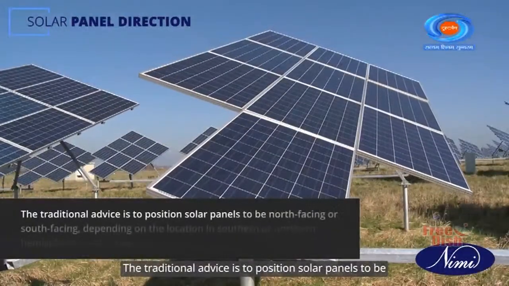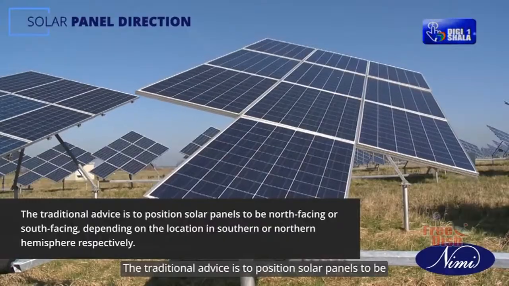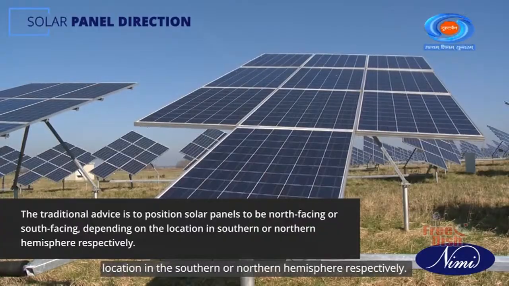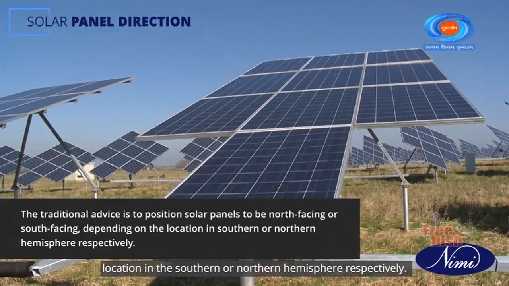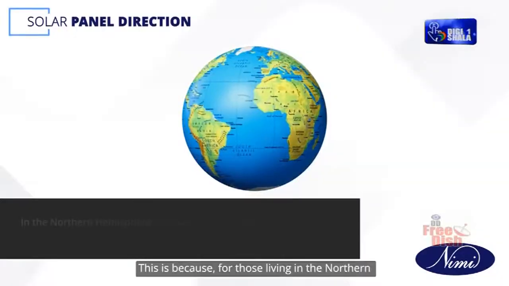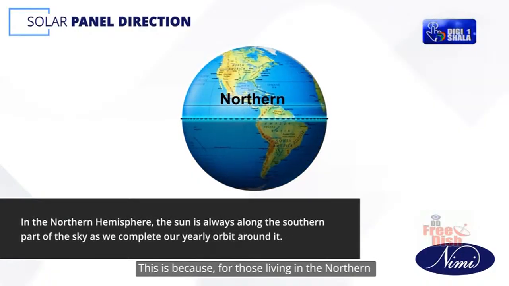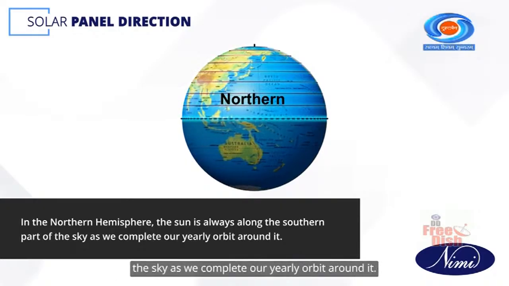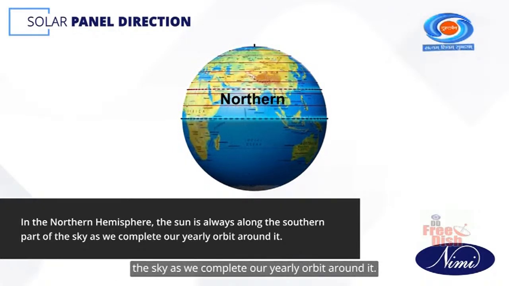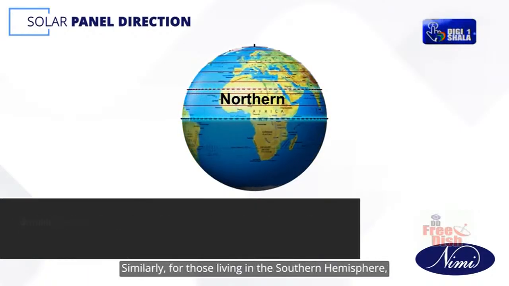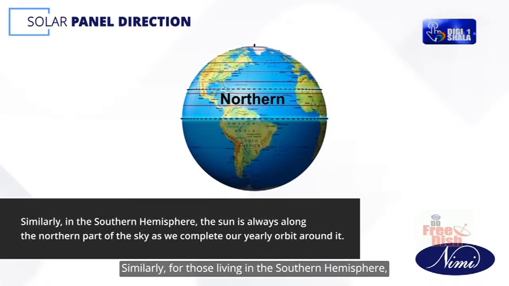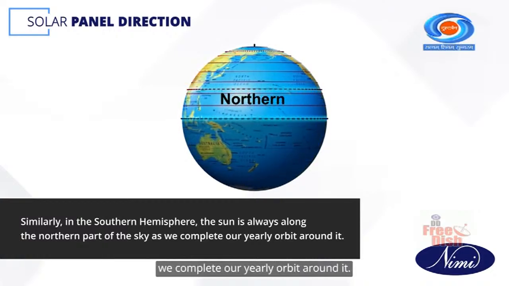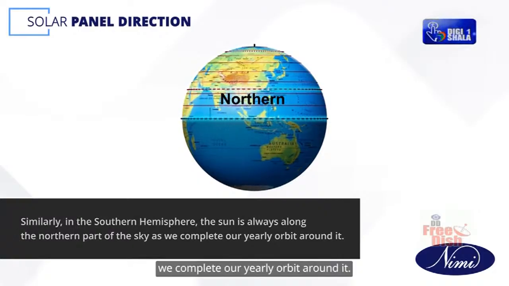The traditional advice is to position solar panels to be north facing or south facing, depending on the location in the southern or northern hemisphere respectively. This is because for those living in the northern hemisphere, the sun is always along the southern part of the sky as we complete our yearly orbit around it. Similarly, for those living in the southern hemisphere, the sun is always along the northern part of the sky as we complete our yearly orbit around it.